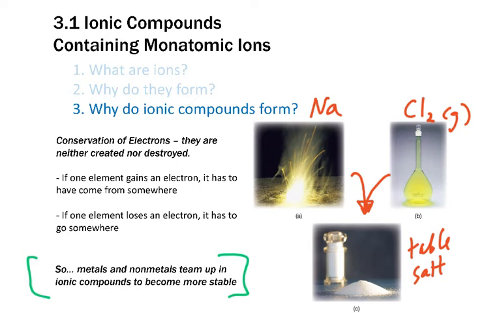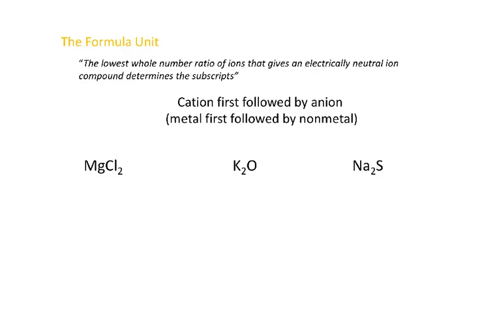Now, I said they form. How do they form and in what ratios? So the formula unit tells us the lowest whole number ratio of ions that gives an electrically neutral ionic compound and is determined by subscripts. When we write these out, we always put the cation first, followed by the anion. So the metal first, followed by the non-metal, which is kind of like left to right across the periodic table, right? So you can think of it that way.